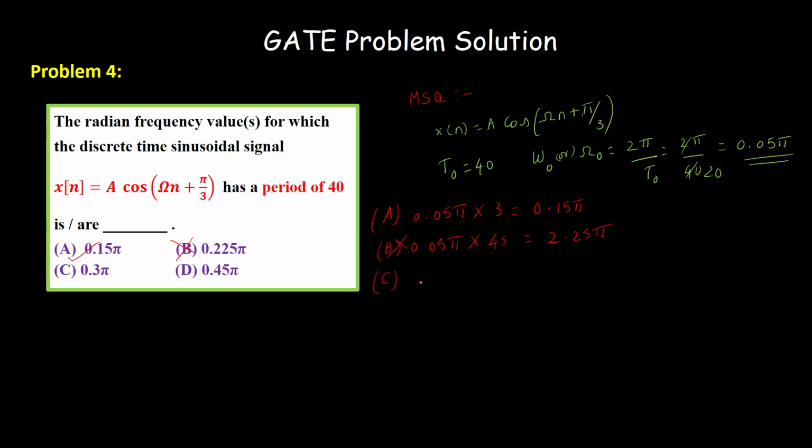Let me check with option C, 0.3 pi. 0.05 pi, 5 into 6 is 30, so into 6 equals 0.30 pi. So C is also correct. Then let me check with option D. 0.05 pi, 5 into 9 is 45, so 0.45 pi. Option D is also correct. So for this problem, A, C and D are the correct options. Multiple select question type. Okay.